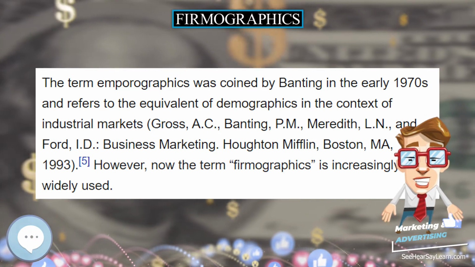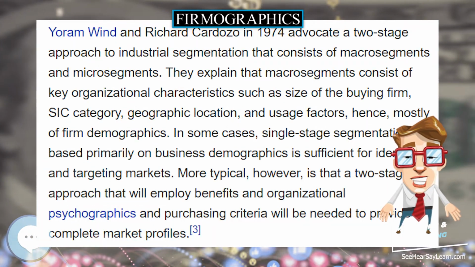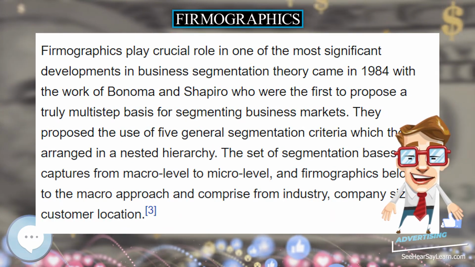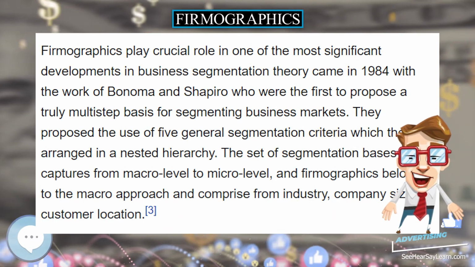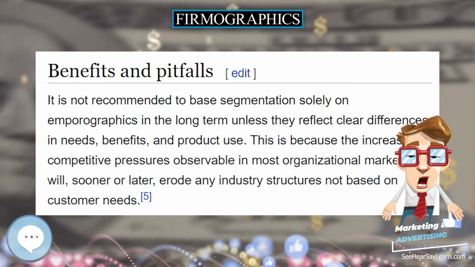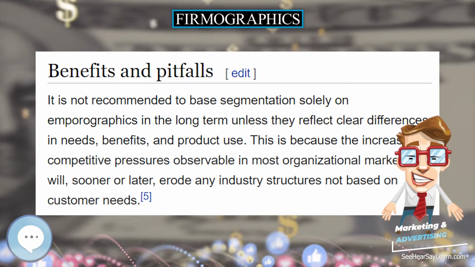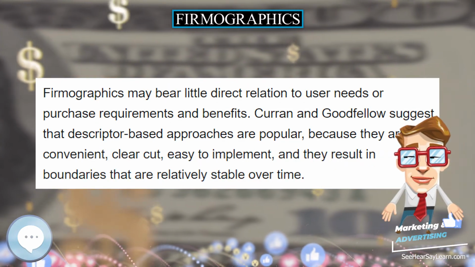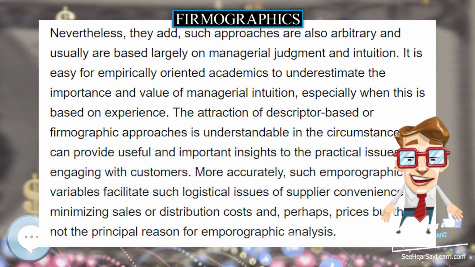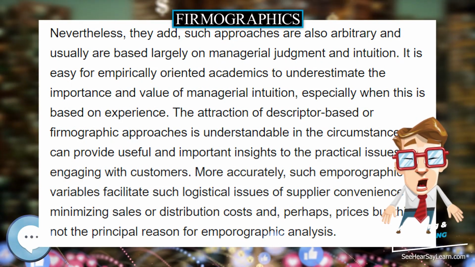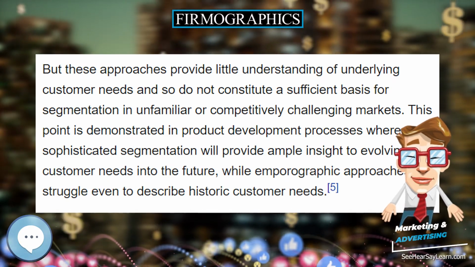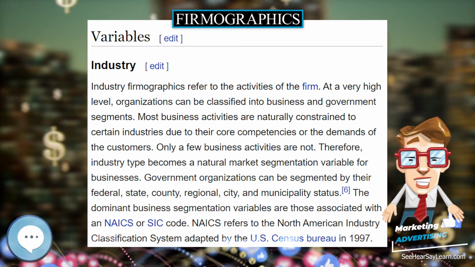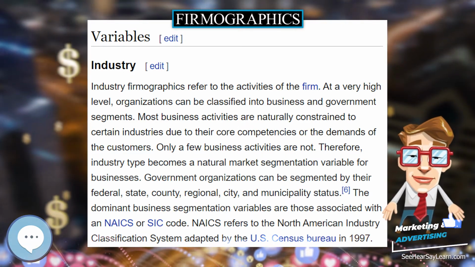The dominant business segmentation variables are those associated with a NAICS or SIC code. NAICS refers to the North American Industry Classification System adapted by the U.S. Census Bureau in 1997. SIC refers to the older Standard Industrial Classification System that was established in 1937. Either NAICS or SIC can be used to identify firms by industry. While most businesses use the newer NAICS, many still work with the older SIC, and both systems can be used with most modern business research reports and tools.